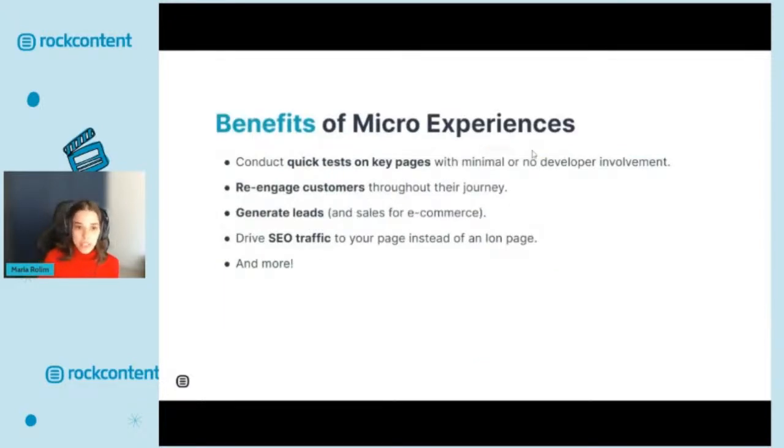A few benefits are that you can quickly conduct key tests on key pages. Again, because it's something micro, something compact, you can easily create. And using Ion, our interactive platform, you don't even need any development knowledge. So you can create that with minimal to no code, something that you can always be updating. You can create A/B tests, and that expands your possibilities in your content strategy.